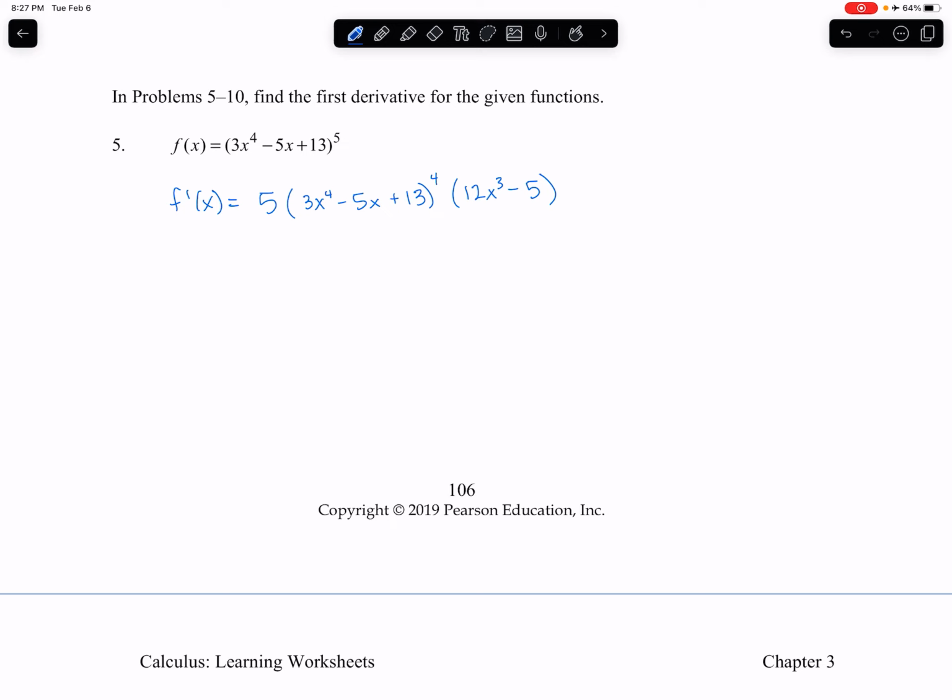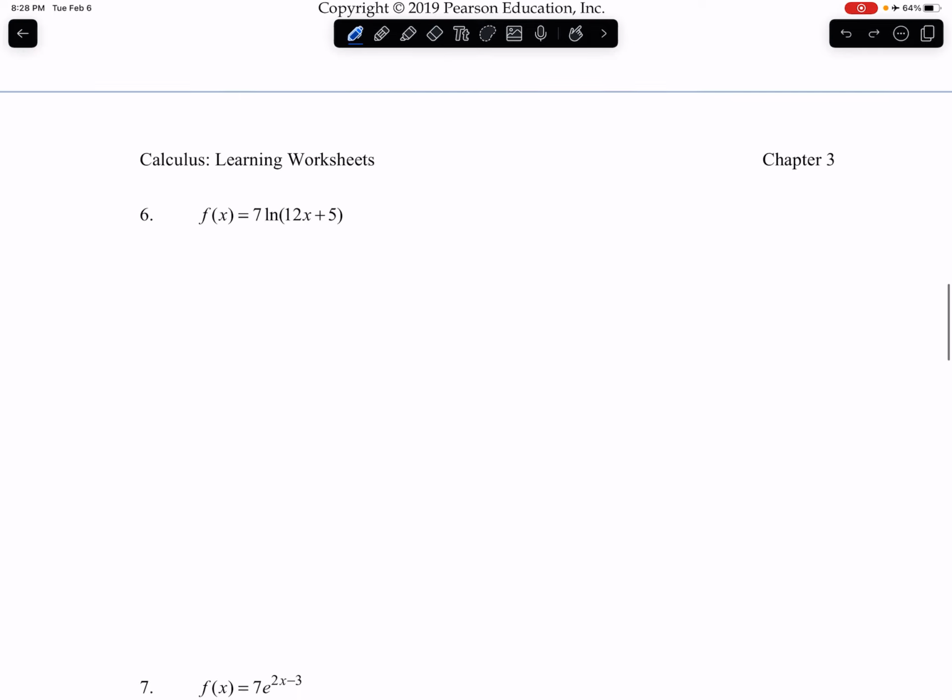And that's it. We're gonna stop right there. Don't feel like you need to multiply this fourth out. Multiplying that out 4 times will be a long function. This is fine. Okay, let's do another one.